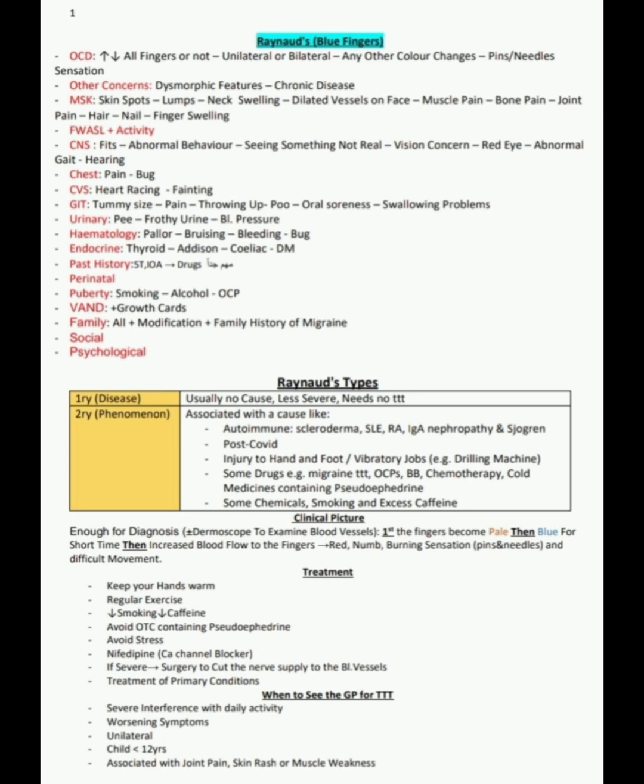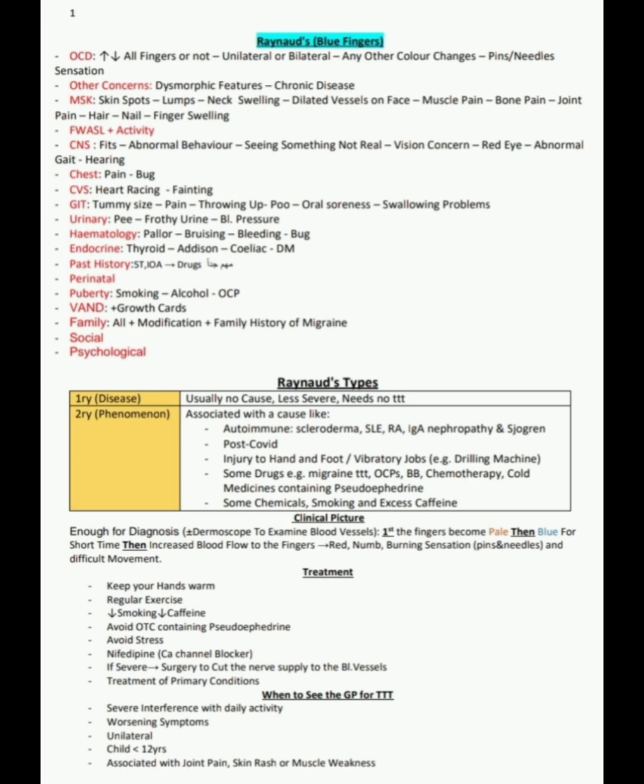GIT, we ask the tummy size, pain, throwing up, poo, oral soreness, swallowing problems. Urinary system, we ask the pee, flow of urine and blood pressure. Hematology, we ask the pallor, bruising, bleeding and bug infections. From endocrine, we ask about thyroid, Addison, celiac and diabetes mellitus.